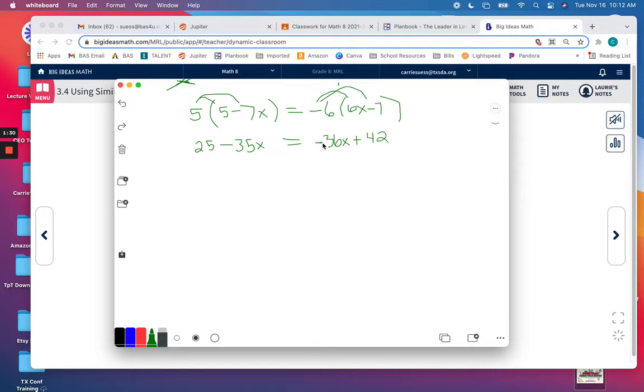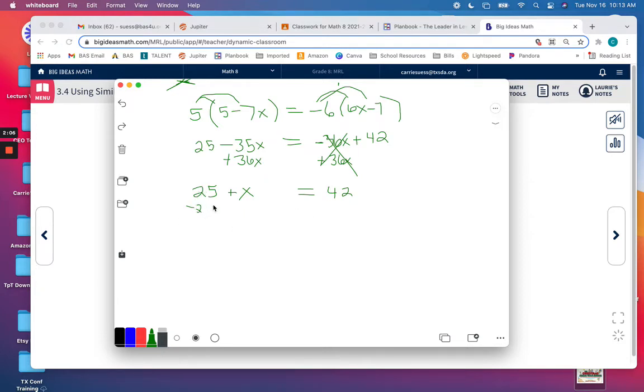So if this is a negative 36x, how do I move it? Add it to the other side. Yep, so add 36x to both sides. Okay, so this cancels and I'm left with 42 over there. I'm not doing anything with the 25 yet. What is negative 35 plus 36 equal? Positive 1, right? Or just x. Now I need to move the 25 over here so that we get x by itself.